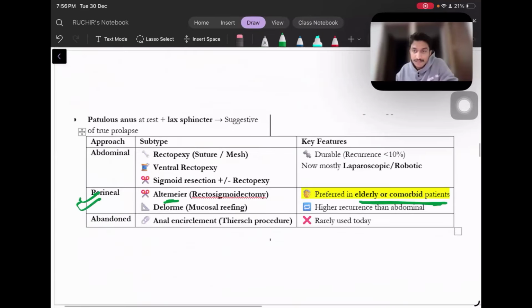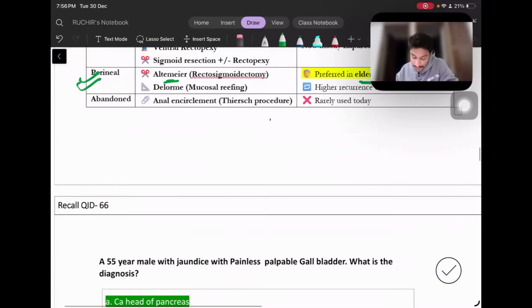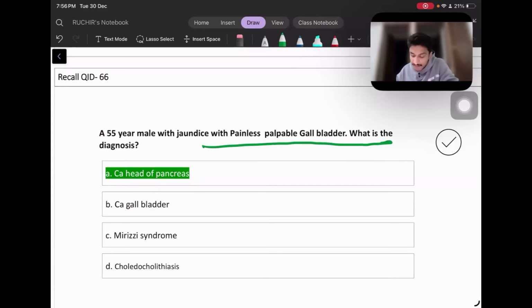Okay. So next, a male patient with jaundice with a painless palpable gallbladder. This is the classical Courvoisier's law. So here the straightforward answer is carcinoma head of pancreas. Carcinoma gallbladder does not have a palpable gallbladder. Mirizzi syndrome usually does not have it. And choledocholithiasis also never presents that way. It is a classical Courvoisier's law, and the answer is carcinoma head of pancreas.